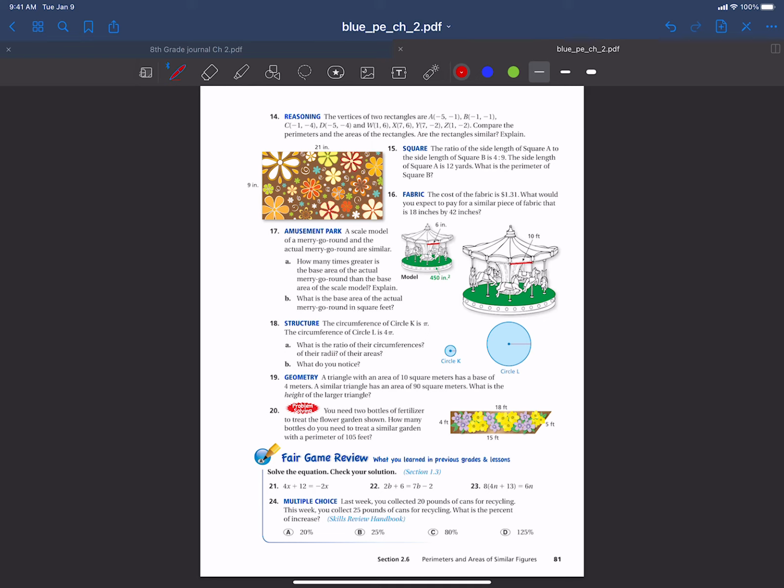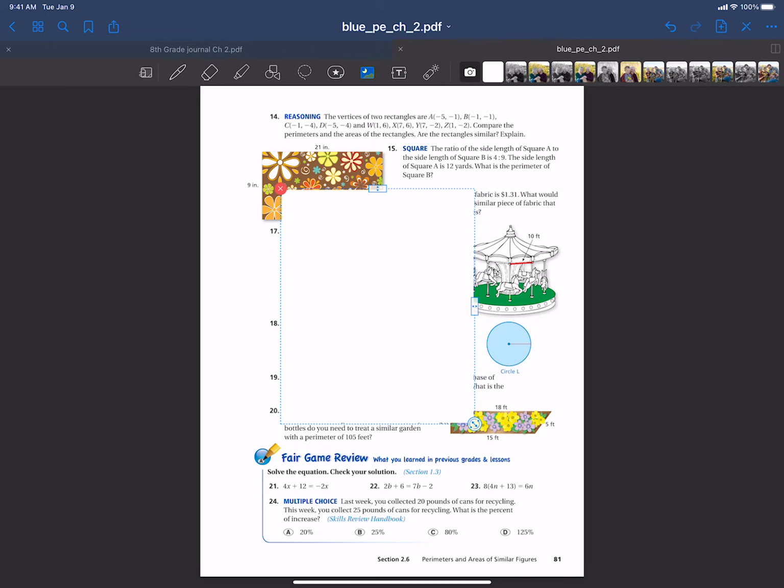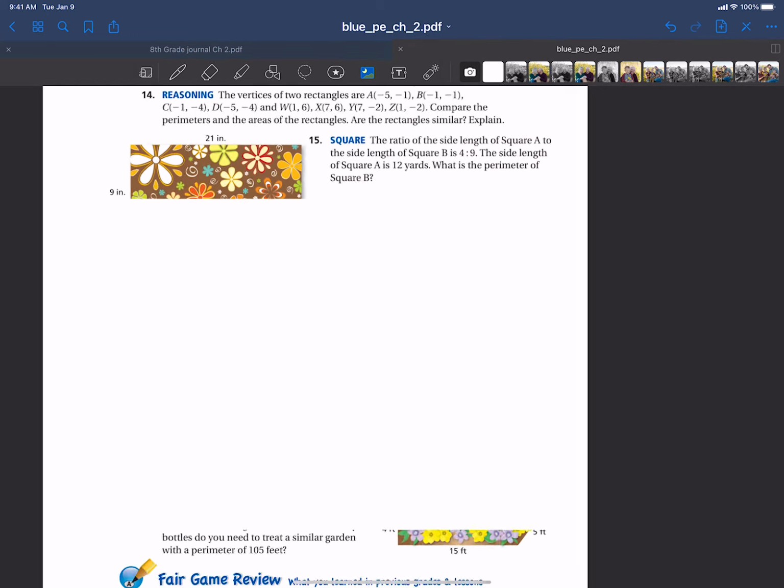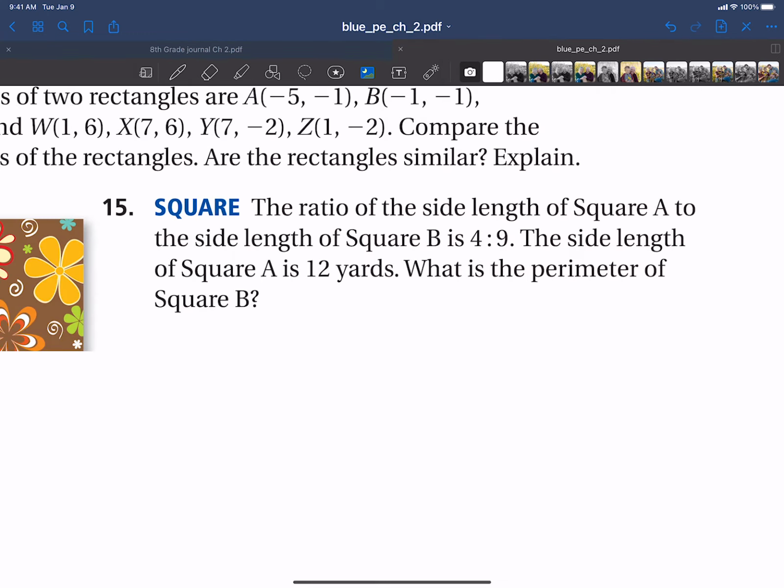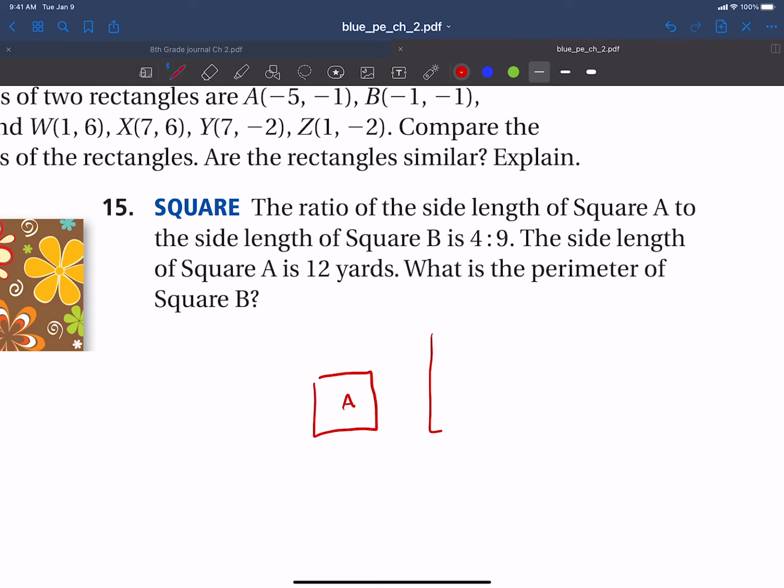Let's do number 15 on page 81. Because, you know, usually story problems freak kids out. But you shouldn't, because this is actually pretty easy. The ratio of the side length of square A to the side length of square B is 4 to 9. So hold up, I've got two squares, right? I've got square A, and I've got square B. It just told me the ratio of the side lengths, not perimeter, not area, side lengths.